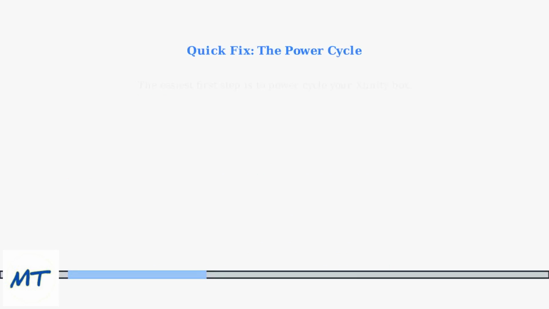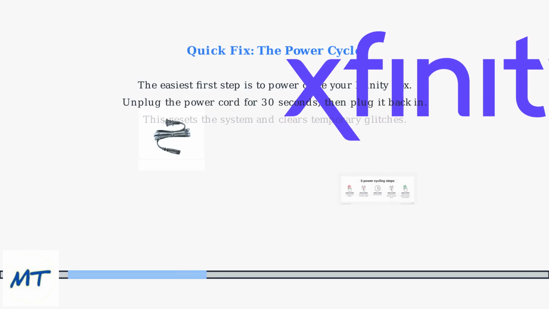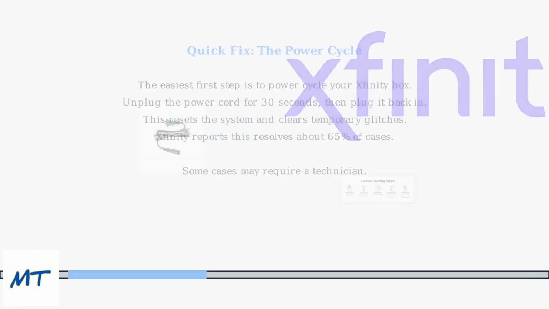The easiest and often most effective first step is to power cycle your Xfinity box. Simply unplug the power cord from the back of the box or the wall for 30 seconds. Plug it back in and wait for the box to restart. This resets the system and often clears up temporary signal glitches. Xfinity reports this resolves about 65% of cases. Keep in mind, some cases may require a technician.